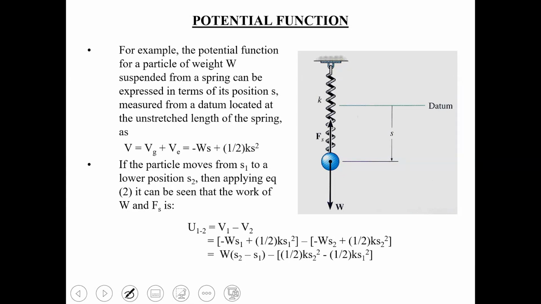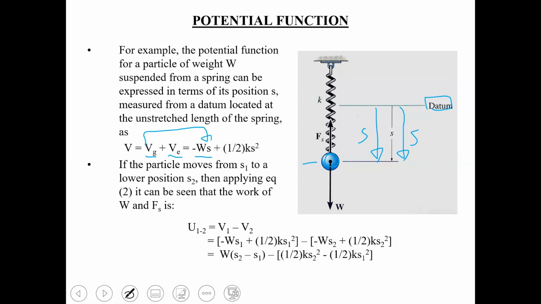If I ask you to find the total potential function or total potential energy of this particle at any arbitrary position S, this potential energy is going to be Vg, which is the gravitational potential, plus Ve, which is the elastic potential. If we talk about the gravitational potential, the weight is W. The vertical displacement is S, so the gravitational potential is going to be WS, and since this position lies below the selected datum, this gravitational potential is going to be a negative quantity. So minus WS is its gravitational potential.